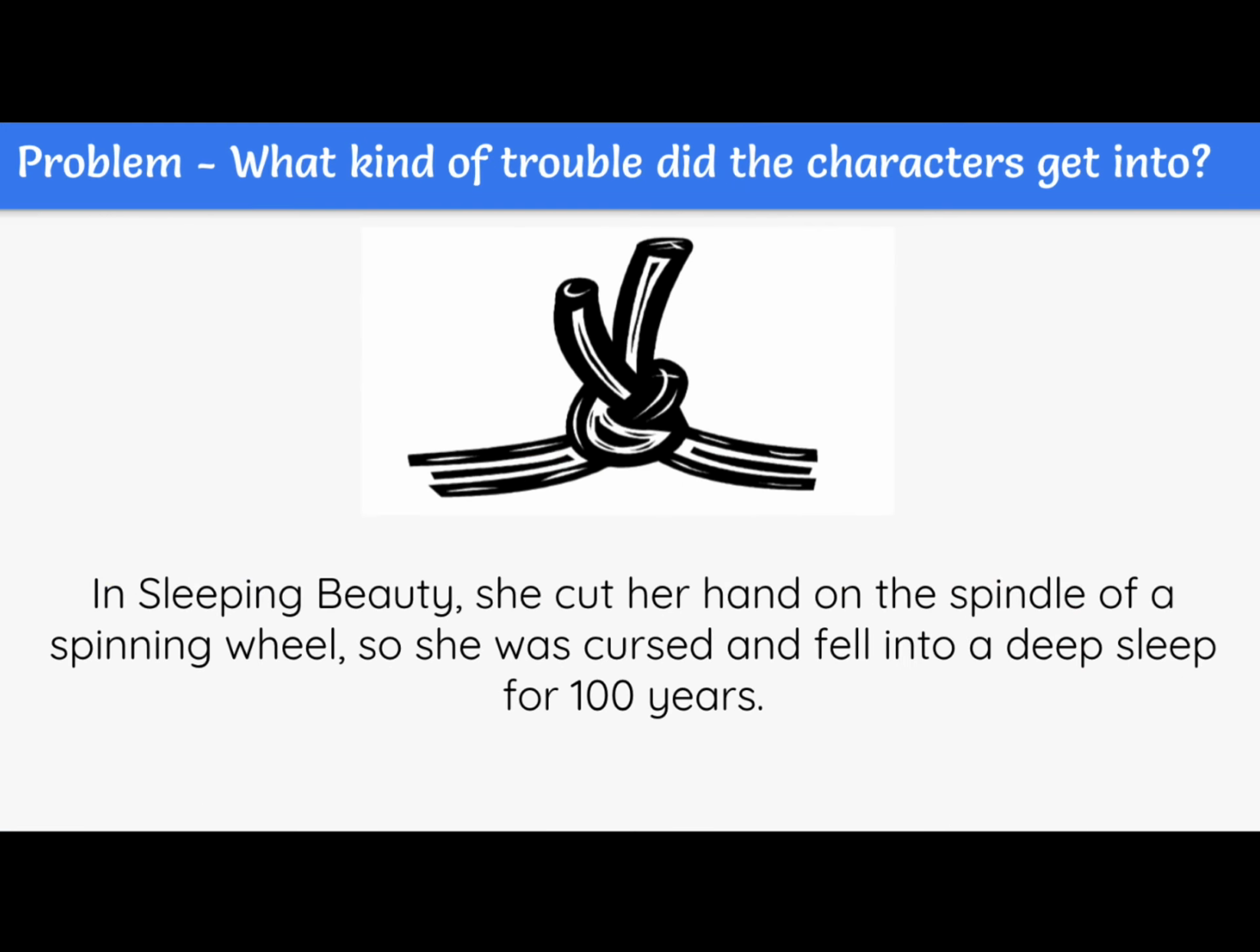The problem of a story is what kind of trouble did the characters get into? Normally, a story is going to have some type of problem that the characters have to figure out how to solve. So if you remember a few weeks ago, we read this story about Sleeping Beauty. In that story, the problem was that she cut her hand on the spindle of a spinning wheel, and she was cursed and fell into a deep sleep for 100 years. Do you see how I didn't tell you every detail of the story? When I asked about the problem, I just told you a very short explanation of what the problem was.